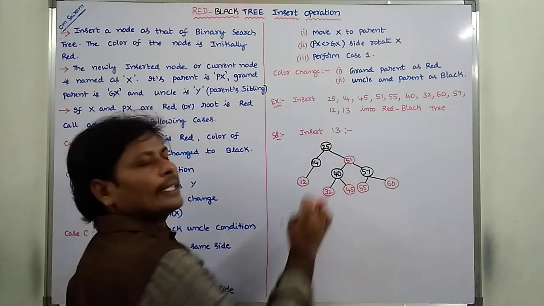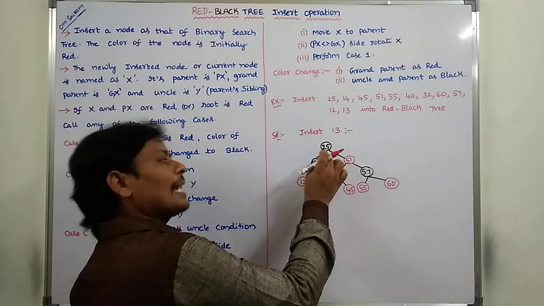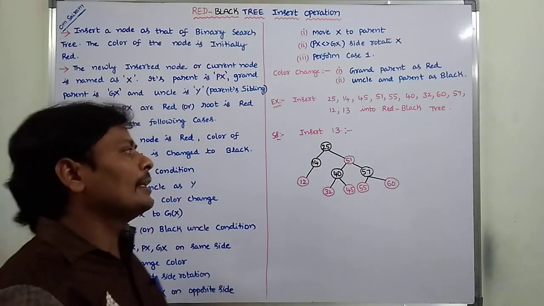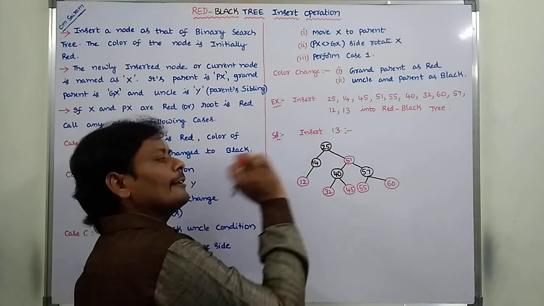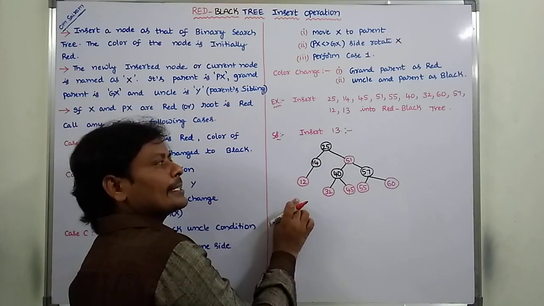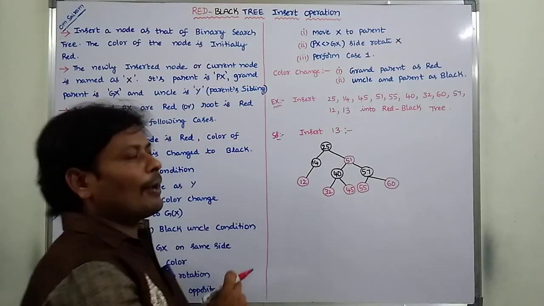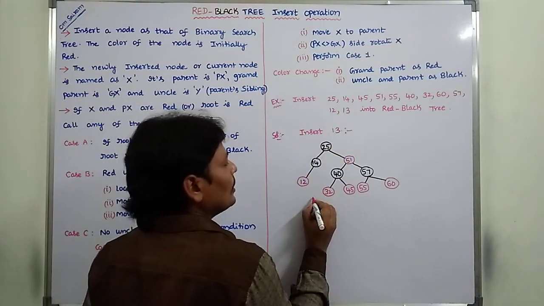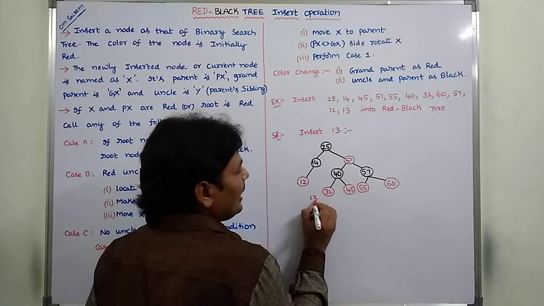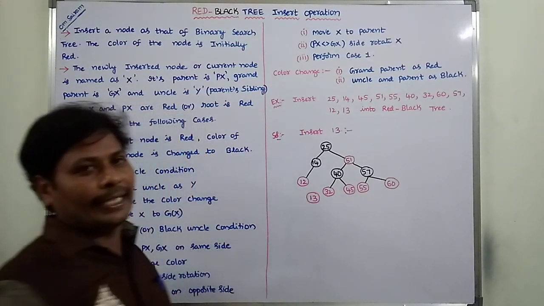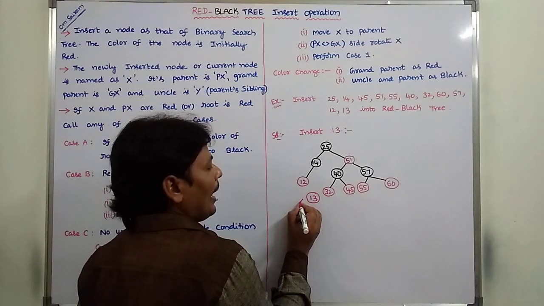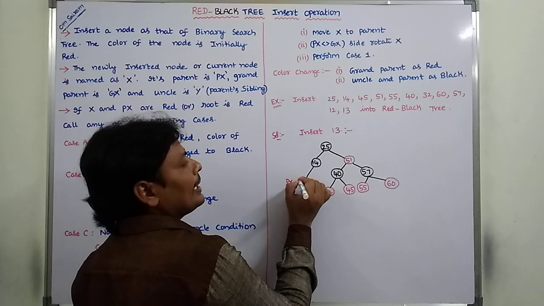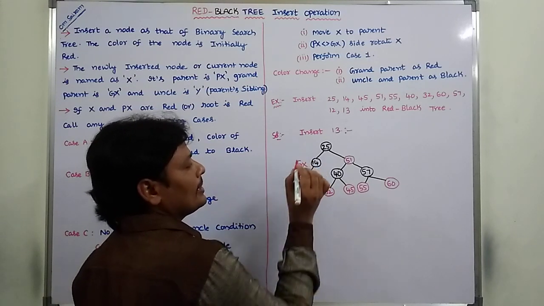13 is compared with 25. 13 is less than 25, go to the left hand side. 13 is compared with 14, it is less than 14, so go to the left hand side. 13 is compared with 12, it is greater than 12. So then we have to go to the right hand side and insert node 13. Okay, so this is X and its parent is Px and its grandparent is Gx.